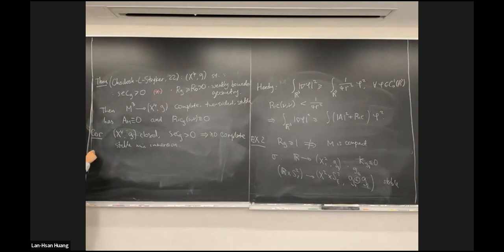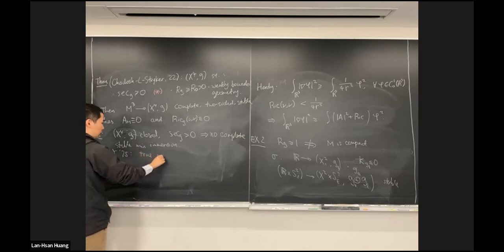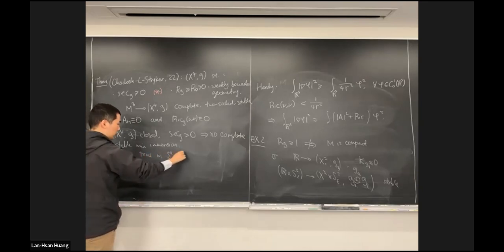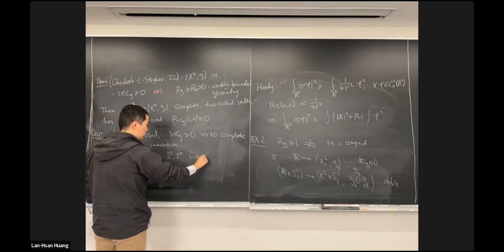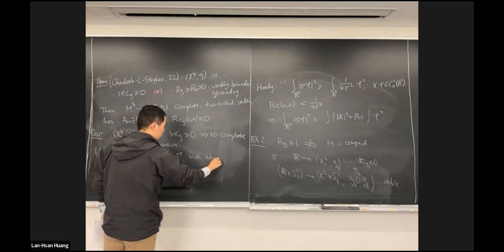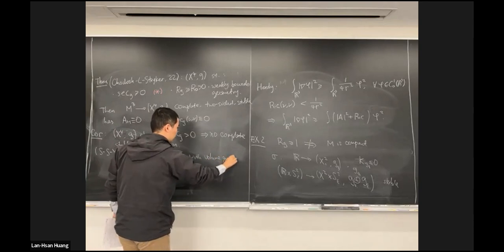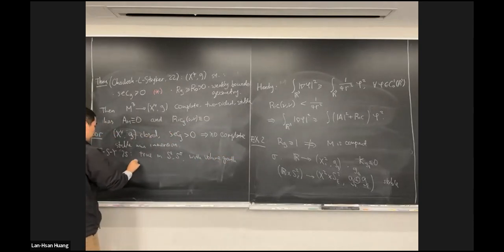So I should write a remark here. The famous Schoen-Simon-Yau paper actually does prove something in S^4. So we're in S^4 and S^5. The same is true in S^4 and S^5 with the volume growth condition, an assumption on M.